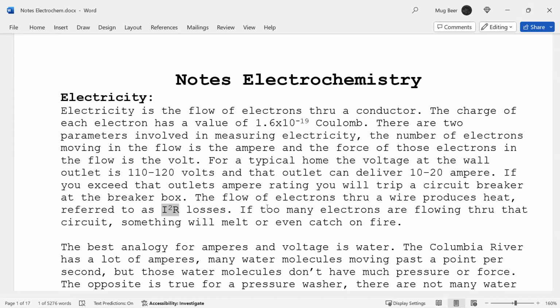Sometimes we want that. The burner on top of your stove is just a medium resistance material. We run electricity through it. The electrons actually have trouble traveling through the burner, so they produce a lot of these things called I squared R losses. In the same way you get friction by rubbing your hands together, the electrons passing through a resistor produce heat.